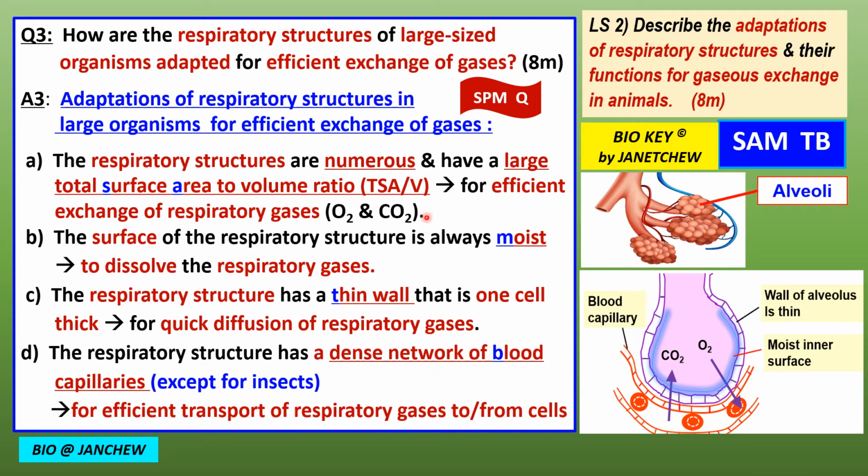Also take note that for each explanation, you have the first part and the second part. The first part, for example, respiratory structures are numerous and have large surface area to volume ratio. This is the fact or the adaptation, the feature, the characteristic. And then after the arrow, we have the explanation. What's the function of that characteristic? Okay, so fact leading to explanation.